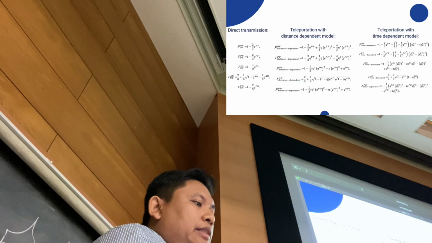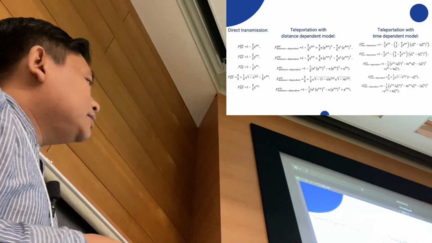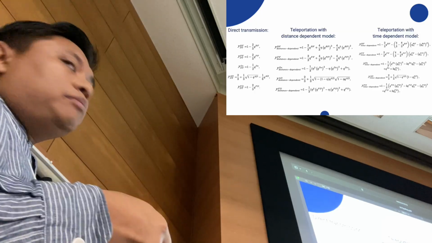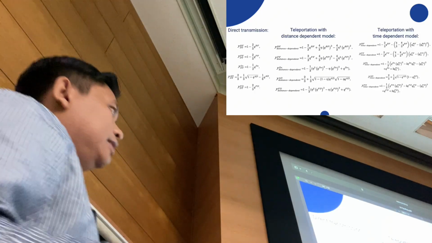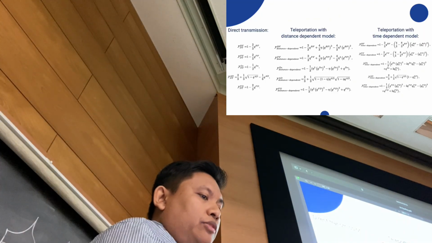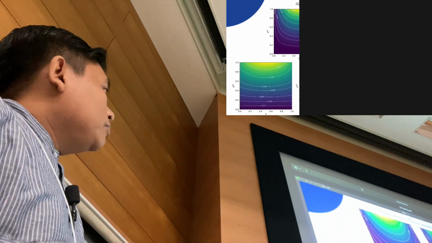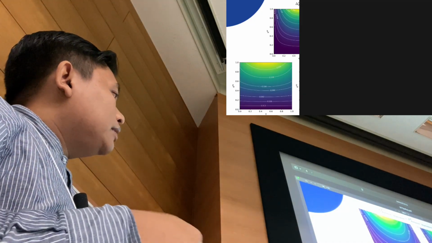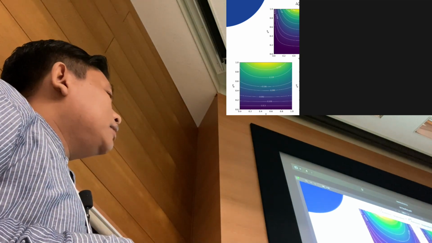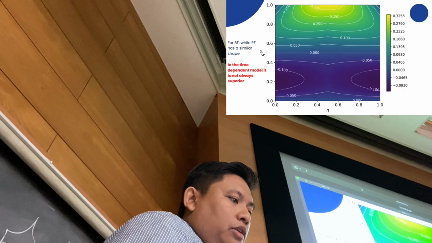And I calculate the fidelity of the transmission for all of them. First is direct transmission, second is teleportation with the distance dependence model, and the third is teleportation with the time dependent model. And I subtract those values and found that for the distance dependence model, teleportation is always superior, meaning all the differences are positive. Teleportation has higher fidelity than the direct transmission. However, for the time dependent model it is different.